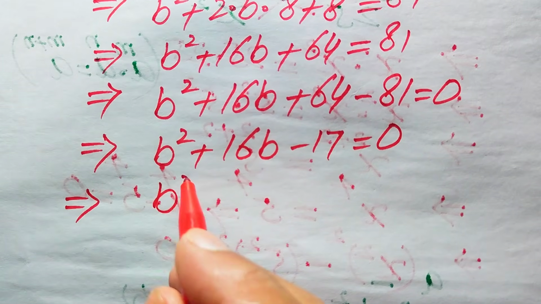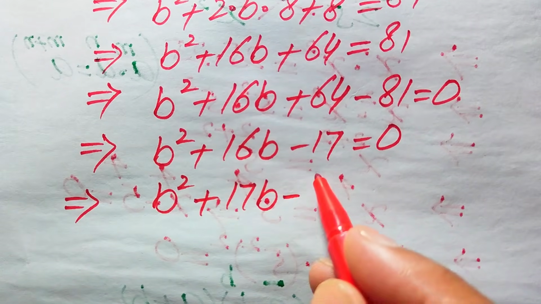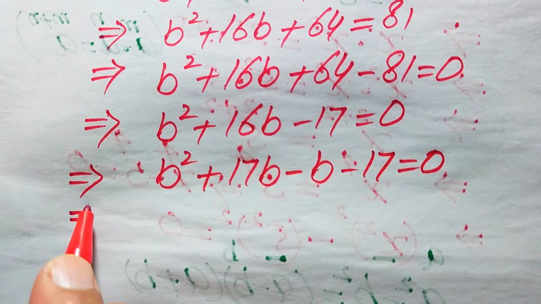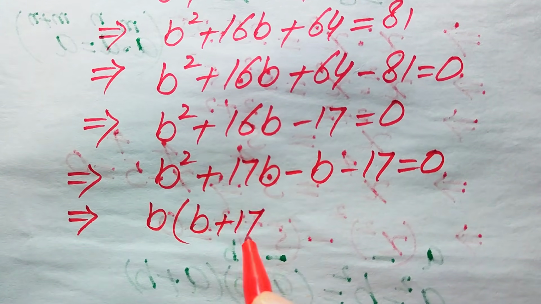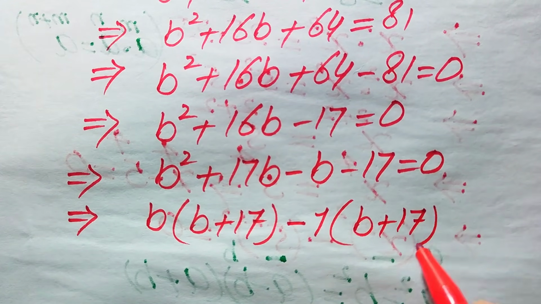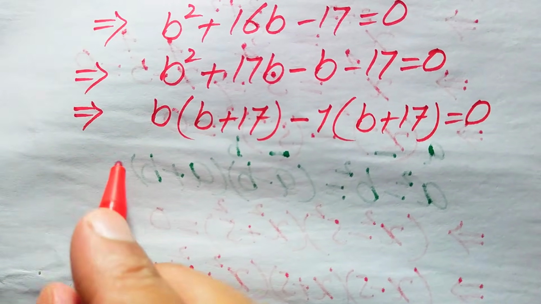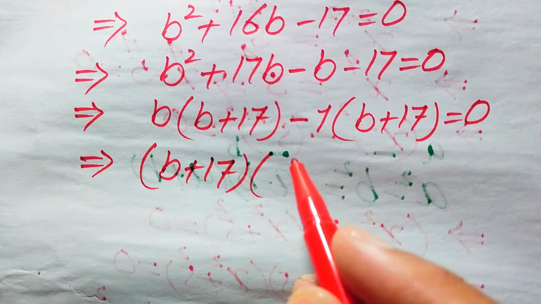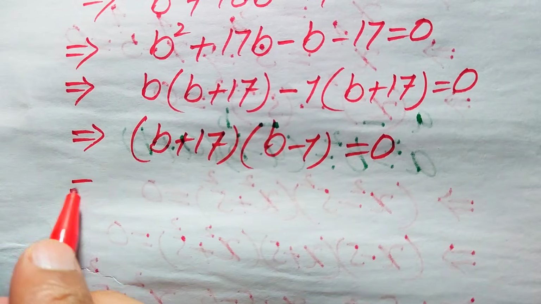So for this we break its middle term, and we write this 16b as b square plus 17b minus b minus 17, and this whole equation is equal to 0. So here we take common b from here, and when we take common b, the remaining values are b plus 17, and from here we take common minus 1, then the remaining values are b plus 17, and this whole equation is equal to 0. And now here we take common b plus 17 from here, and the remaining values are b minus 1, and this whole equation is equal to 0.